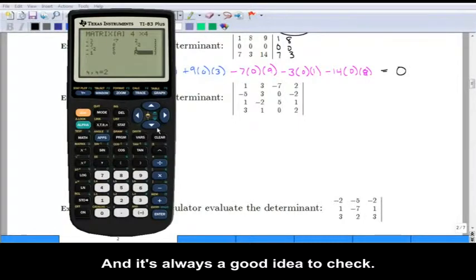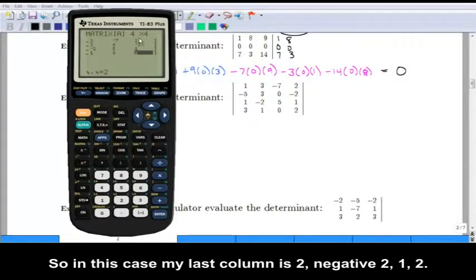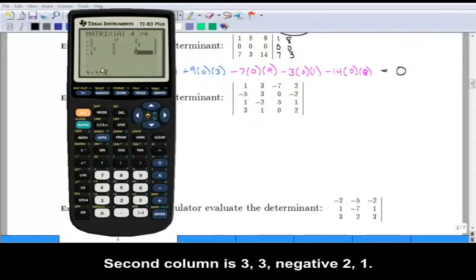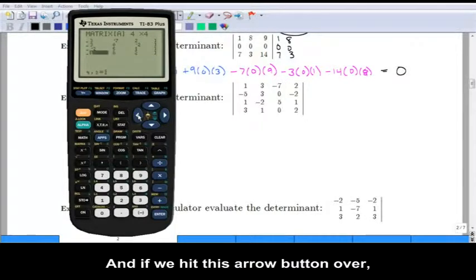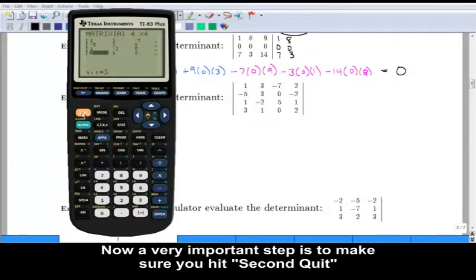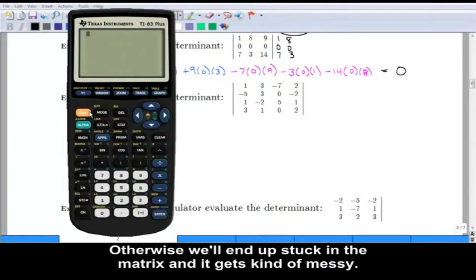And it's always a good idea to check. So in this case, my last column is 2, -2, 1, 2. Third column is -7, 0, 5, 7. Second column is 3, 3, -2, 1. And if we hit this arrow button over, we can see the first column, which is 1, -5, 1, 3. Now, a very important step is to make sure you hit second quit to exit out of this. Otherwise, we'll end up stuck in the matrix, and it gets kind of messy.